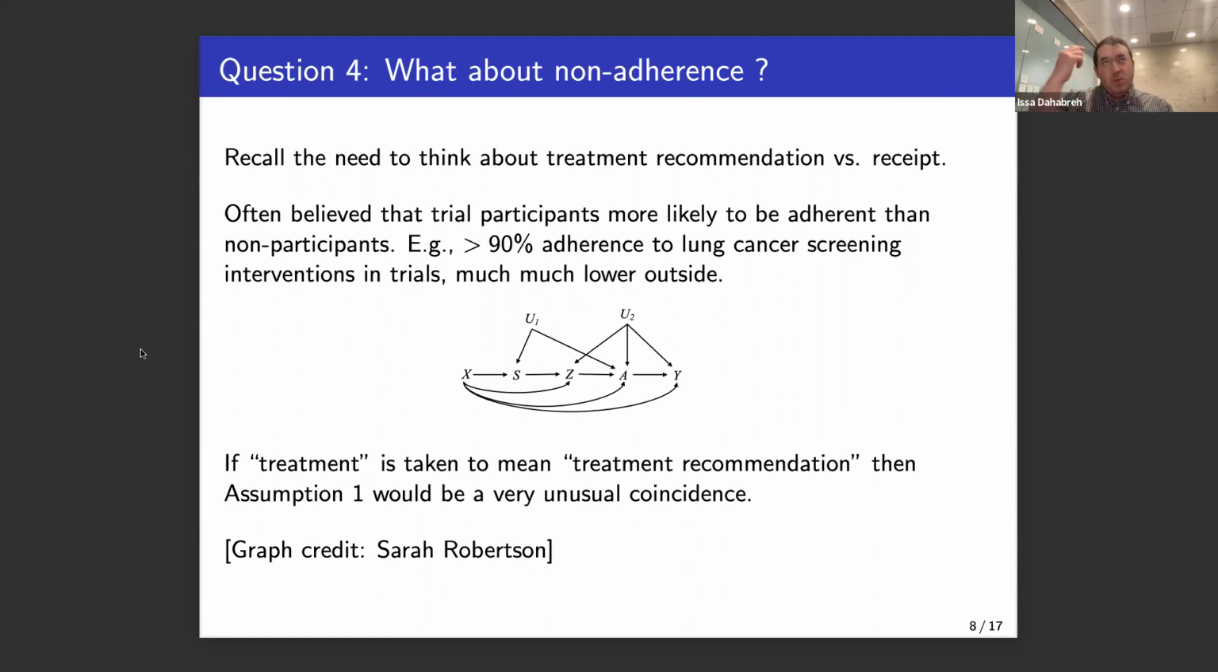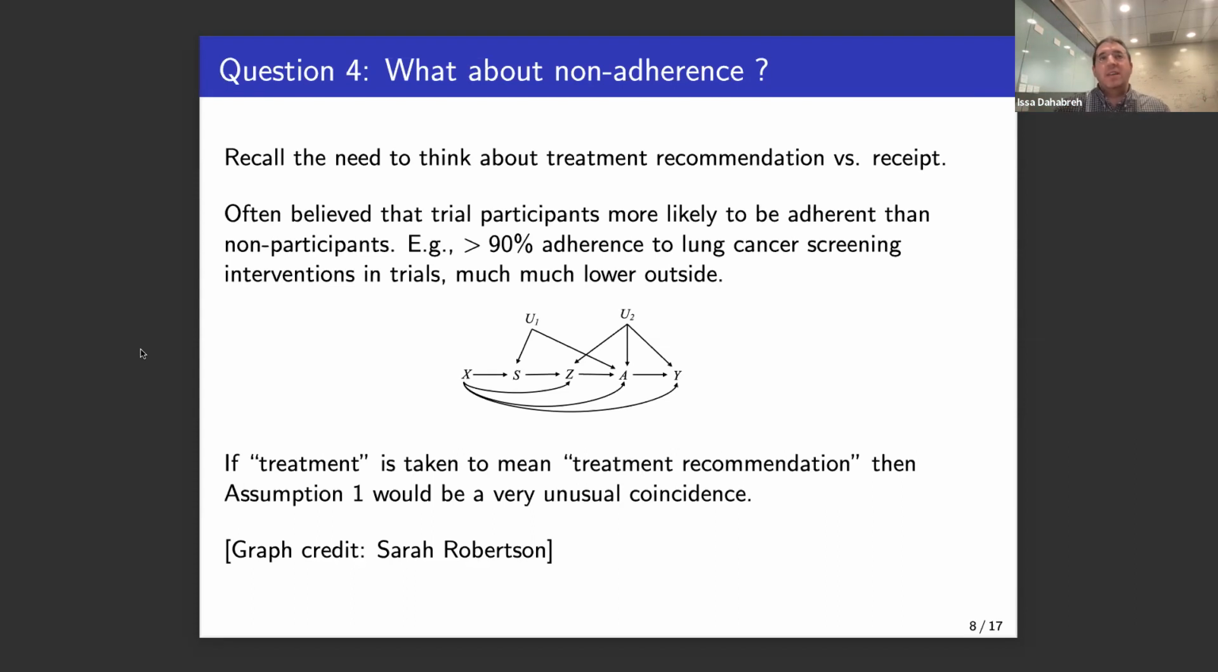Okay, now, here I just want to go back to non-adherence. And so remember that I feel like we need to think about recommendation versus receipt not being the same. And so the people I work with typically believe that trial participants are more likely to be adherent than non-participants. And in some cases, the difference is striking. So for example, in lung cancer screening interventions, sometimes the adherence in the trial is 90%, 95%. And then when you try to apply the same screening outside of the trial, you get 50% adherence.